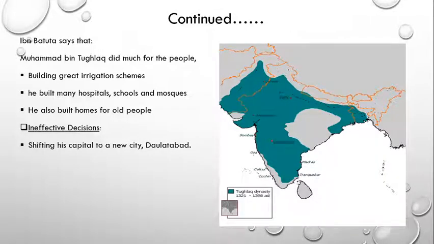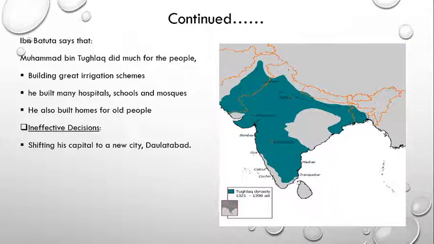Here is a map of Tughlaq dynasty. This whole region shows Delhi Sultanate, that is a part of northern India. Later on, this part of southern India was also included in Delhi Sultanate. Before Tughlaq dynasty, all the emperors who came made Delhi as their capital city. But Muhammad bin Tughlaq shifted his capital from Delhi to Daulatabad, and it proved to be an ineffective decision.